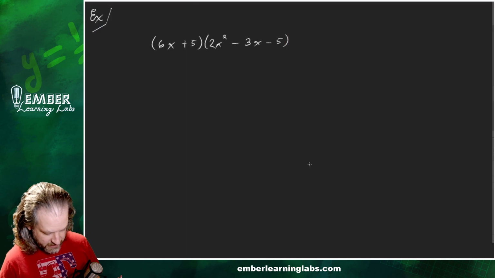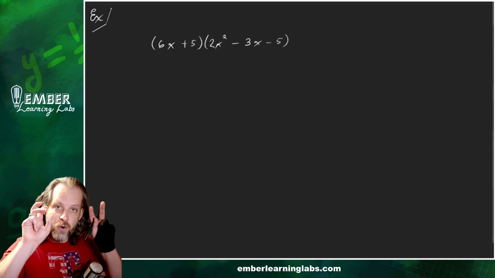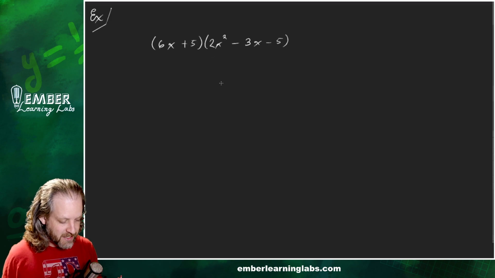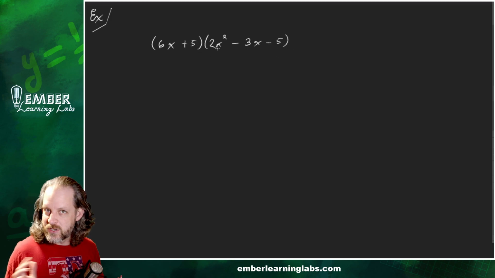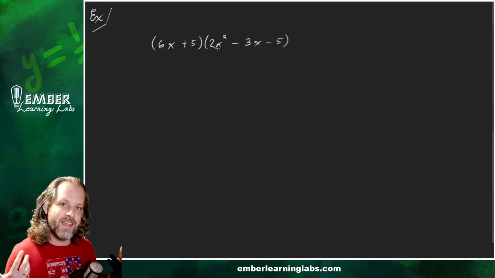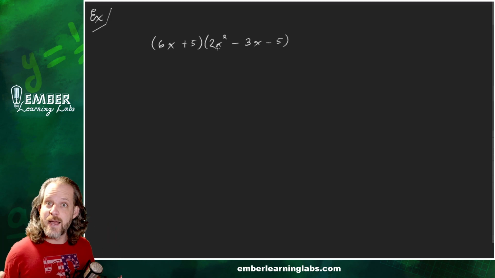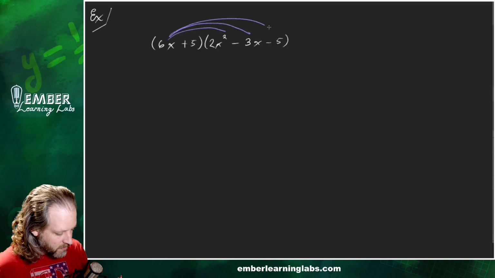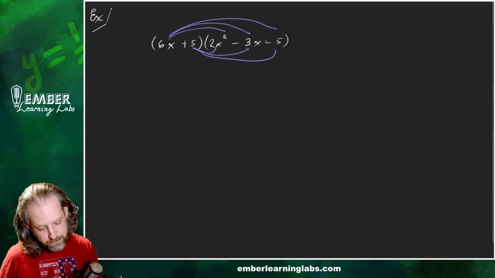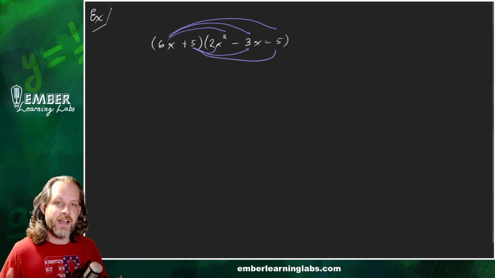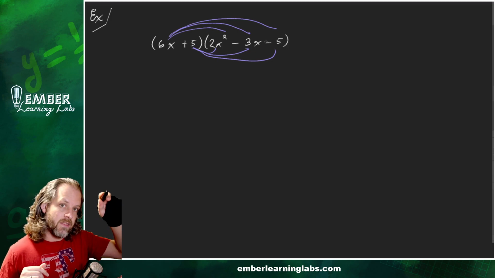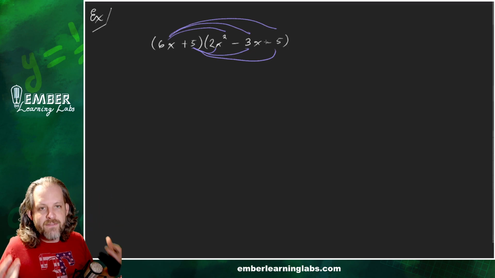So this, as you can tell, we cannot think about as FOIL because there's firsts and there's lasts, but there's more than just outside, inside. So you have to think about it as just make sure you multiply everything times everything else. You're going to multiply this times all of these, and this times all of those. And this idea would extrapolate out if we got two trinomials. We'd do this one times this one, this one, this one, and then the next one, and then the third one. You just multiply everything times everything else.